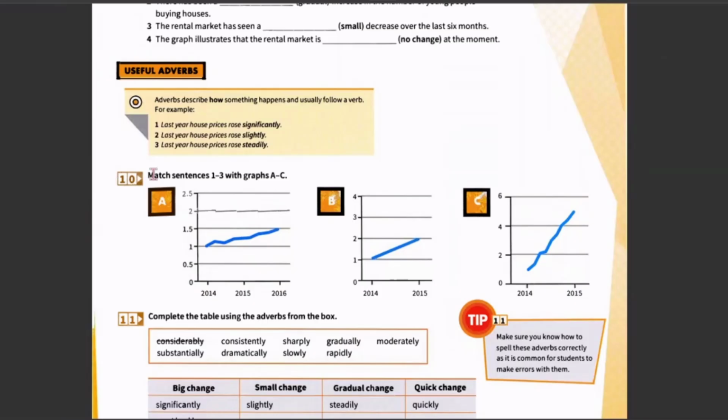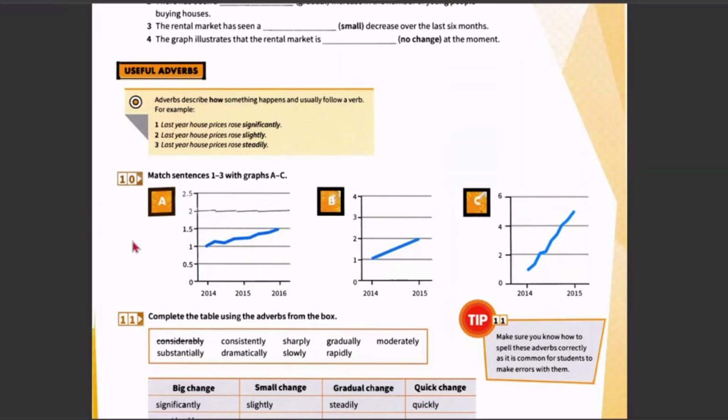What we have to do here is match sentences 1, 2, and 3 from these useful adverbs with the graphs that are given here, A, B, and C. The three sentences are: last year house prices rose significantly; number two, last year house prices rose slightly; and number three, last year house prices rose steadily. According to the adverbs, we have to find out which graph is being described. Can you tell me which one goes with the first sentence? Last year, house prices rose significantly. Which graph matches with it?